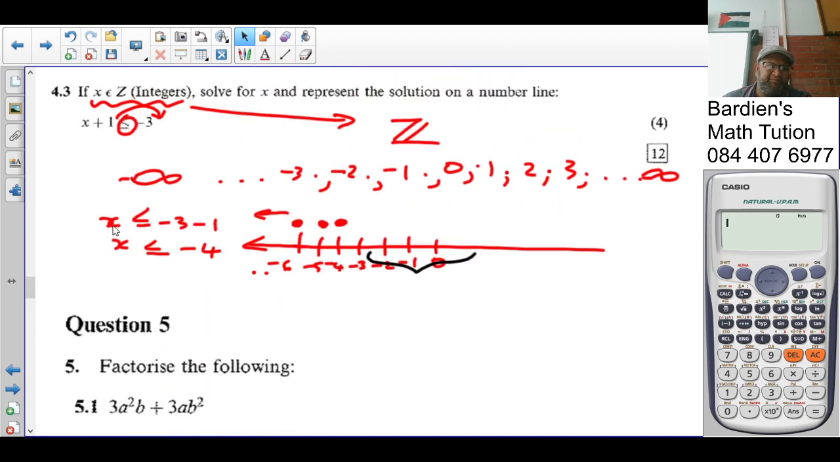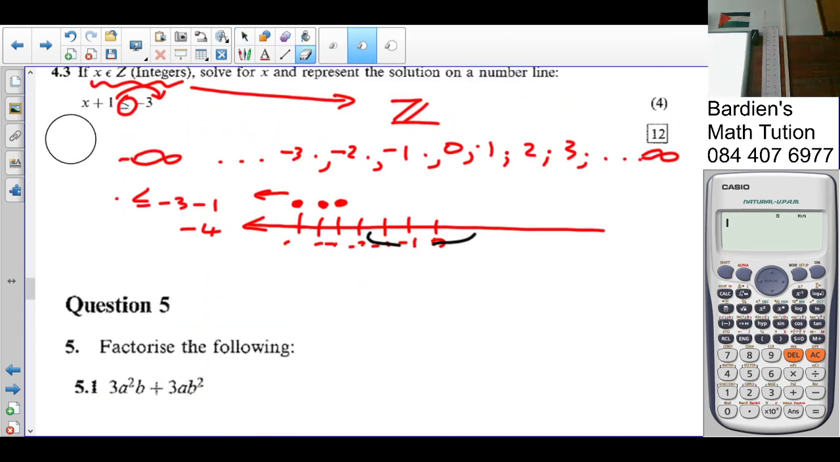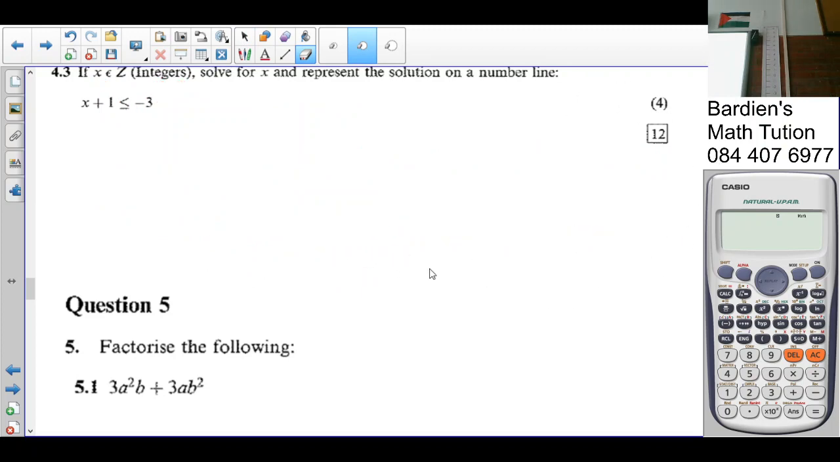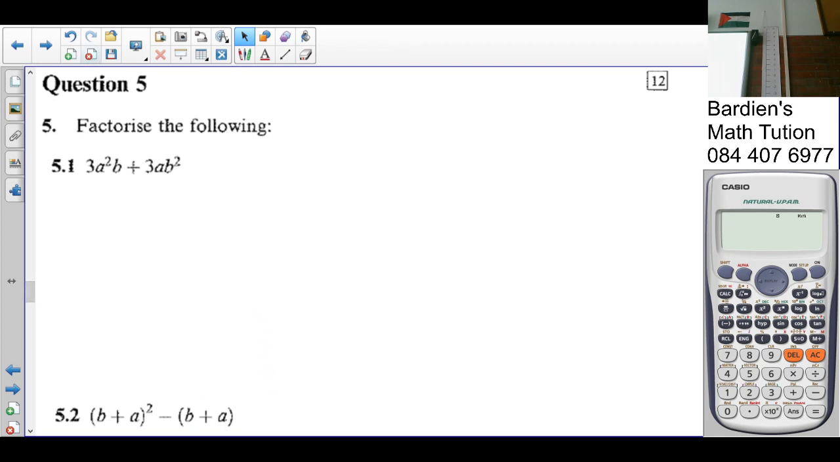Alright. So what I'm going to do is take this off, so that we can move this up. It says factorize the following. Normally it says factorize completely, because why? There's maybe more than one step of factorization that takes place.